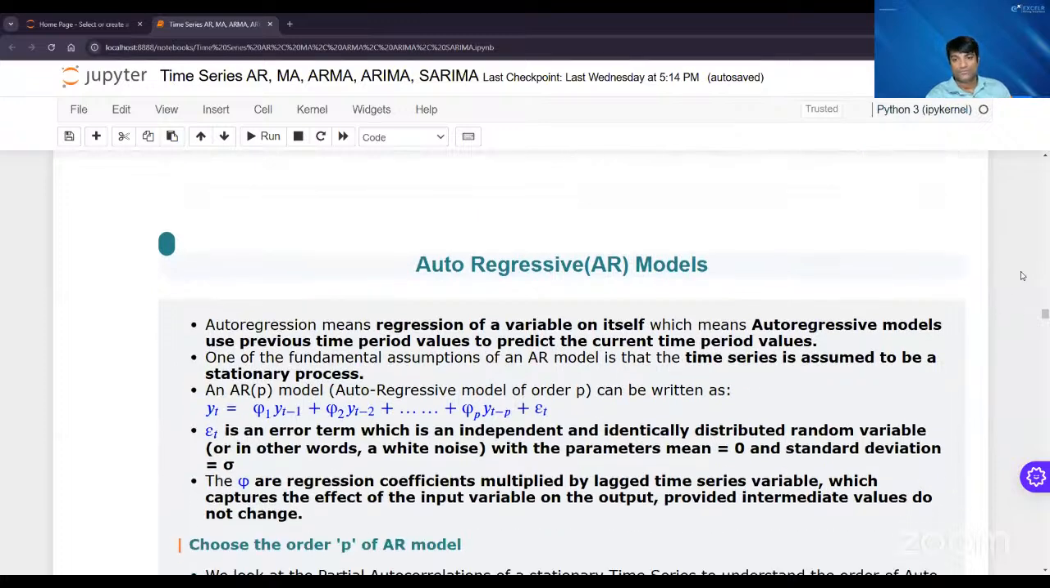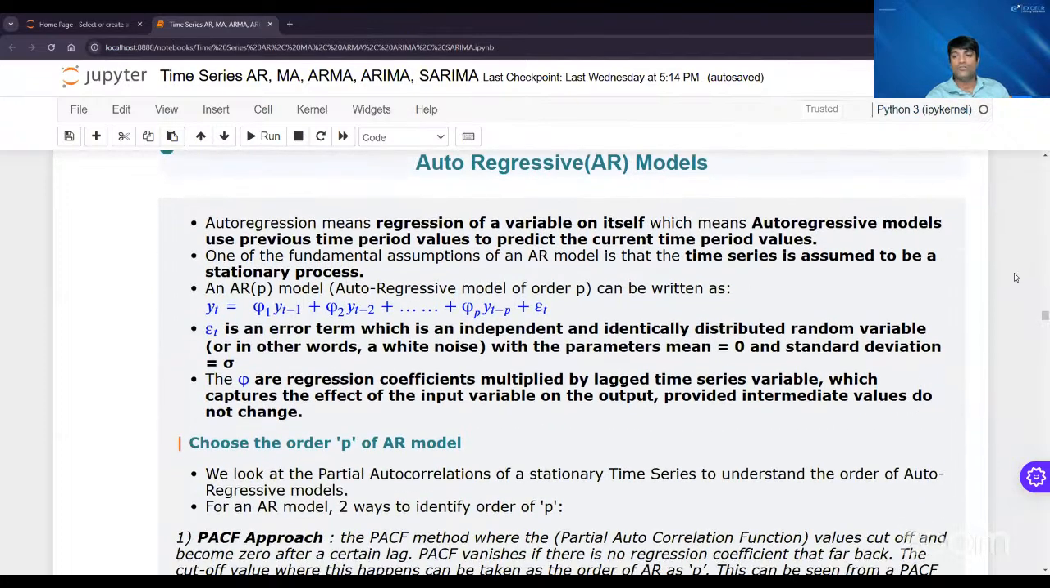Now let me go to the next model, which is the auto-regressive model.